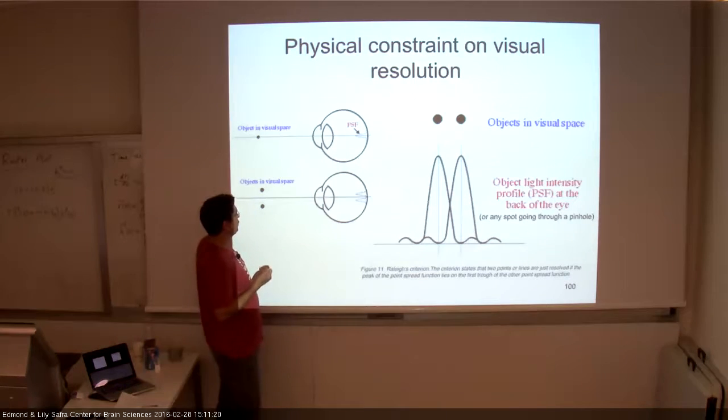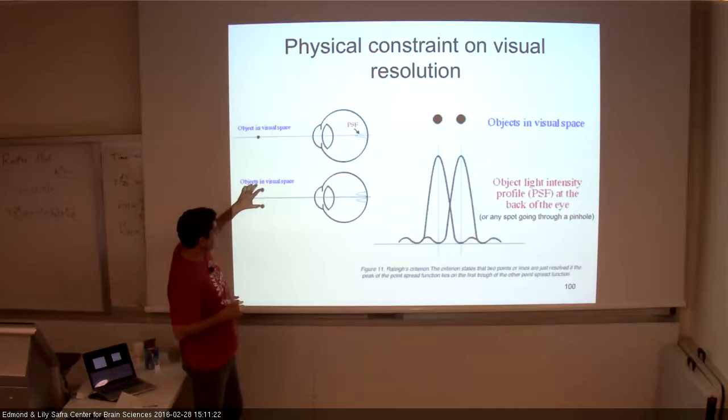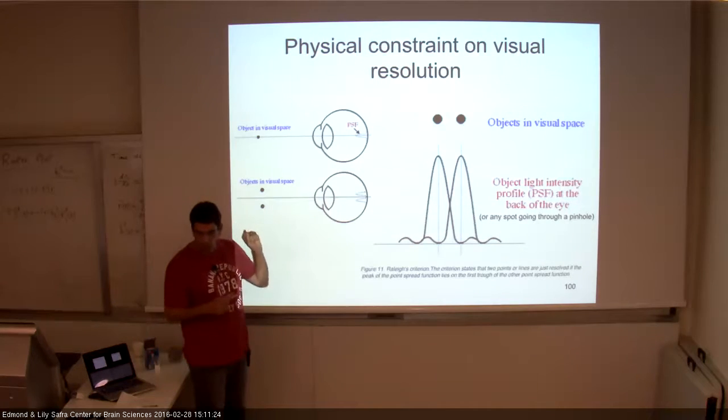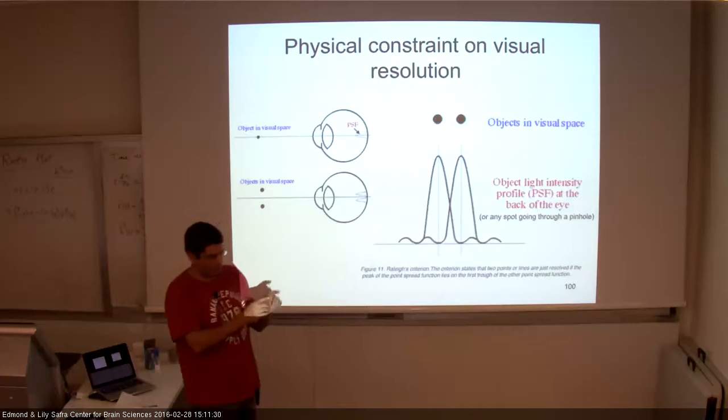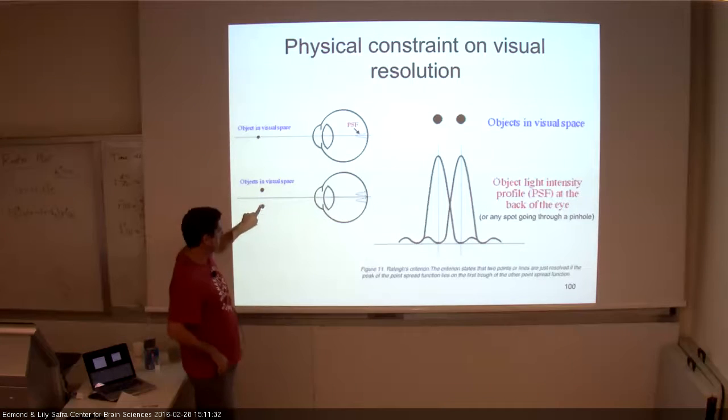The definition of resolution is whether I can differentiate whether it's 1 point or 2 points in space. Now I'm talking about spatial resolution in vision, and I want to see if I can differentiate these 2 points in space.